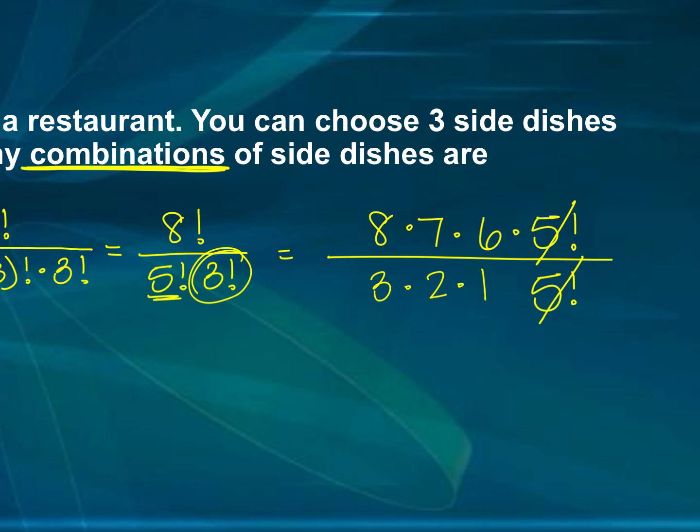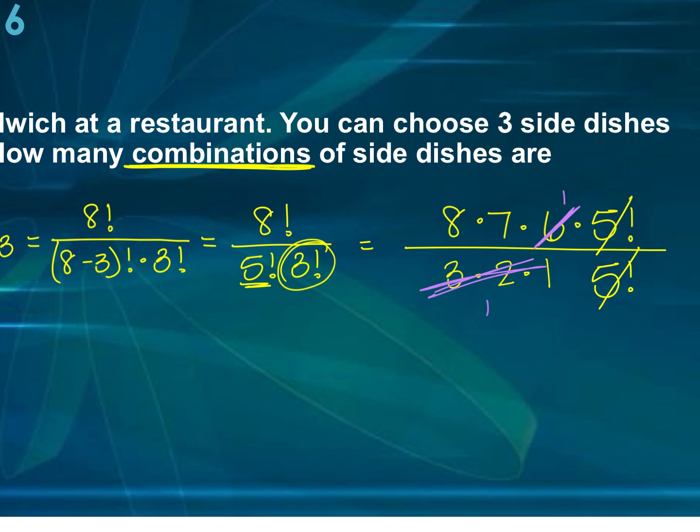What can I simplify here? What's 3 times 2? 6. So 3 times 2 is going to give me 6. So then I'm going to go ahead and cross out my 6 here because that's just going to give me 1 and 1. So now all my denominators are 1. What do I have left over? I have 8 times 7 left over, which is going to give me my total of 56.